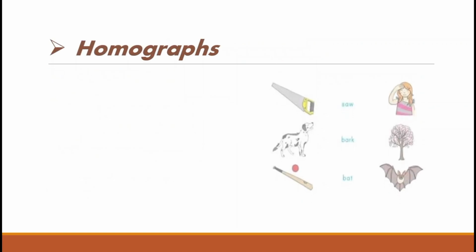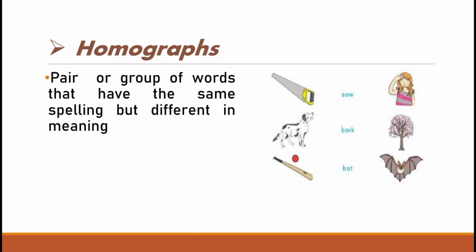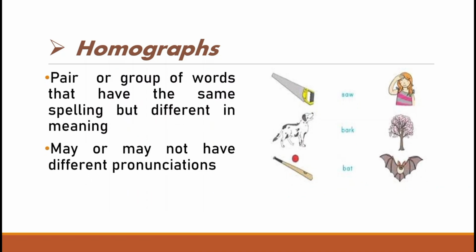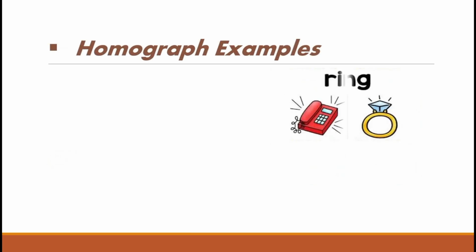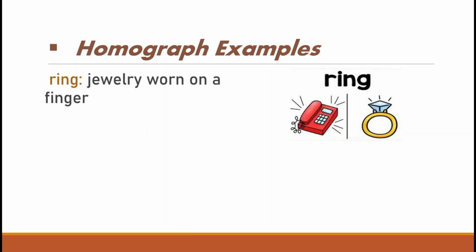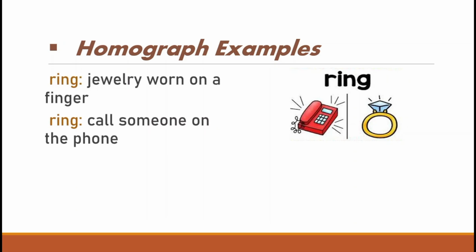Next up we have homographs. Homographs are a pair of words that have the same spelling but different meaning. They may or may not have different pronunciations. Let's look at their examples. The first example that we have is ring. A ring refers to a piece of jewelry and it also refers to the ringtone of a mobile phone.